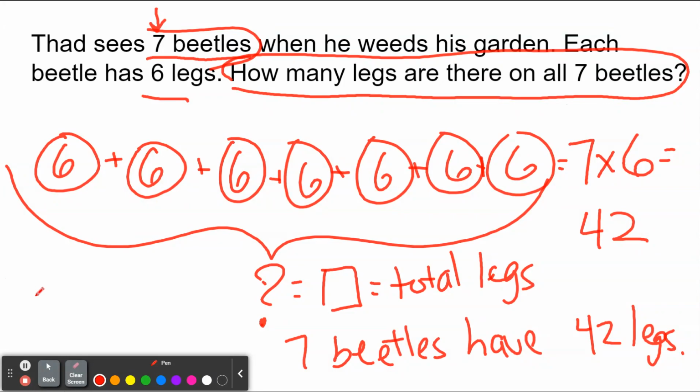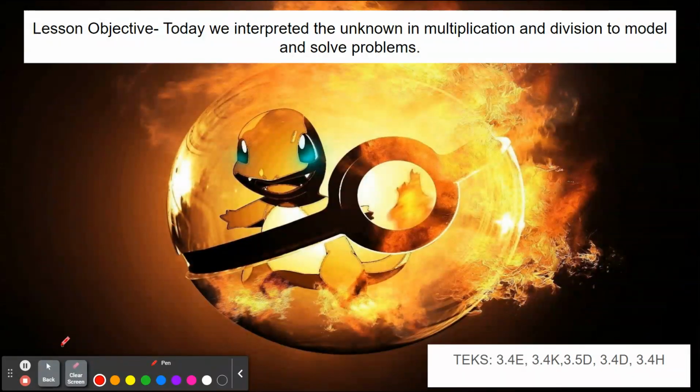All right, let's go ahead and review today's lesson objectives. So today we interpreted the unknown in multiplication and division to model and solve problems.